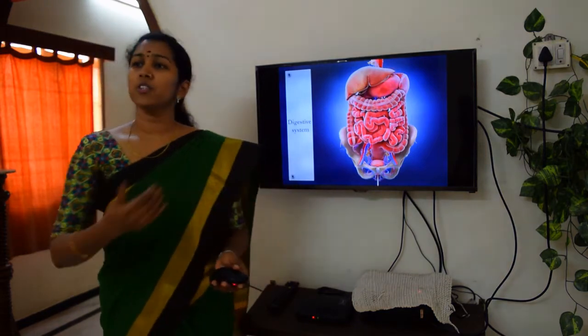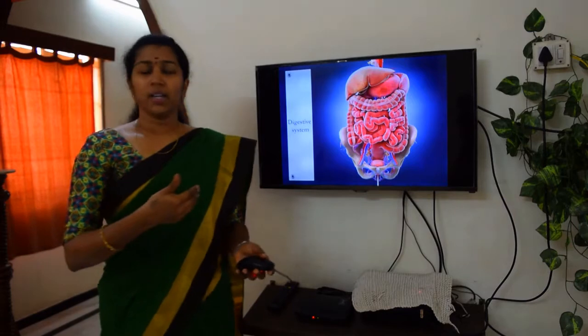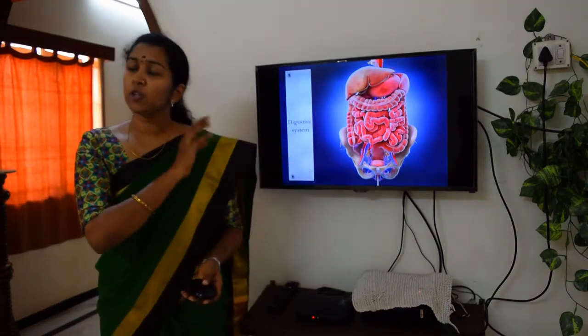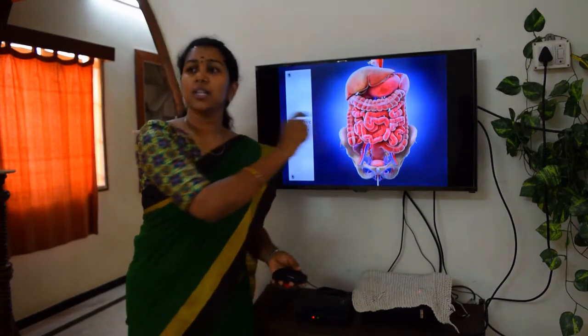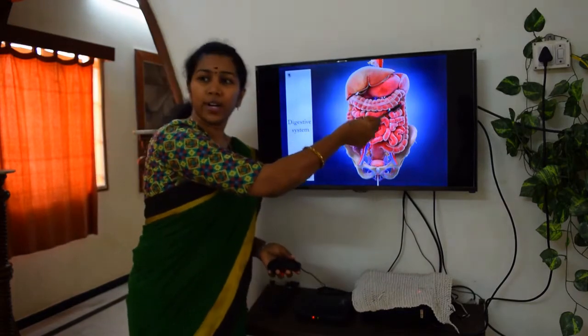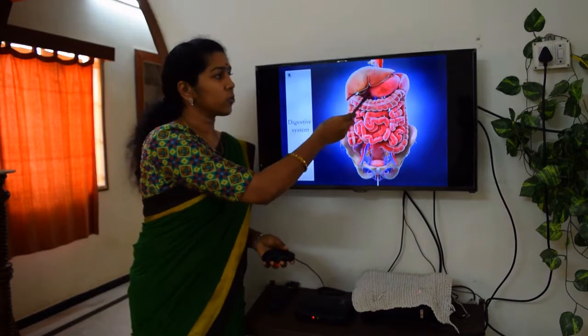The digestive system includes the mouth, the esophagus, that is the food tube, and that enters into the stomach. Remember, the stomach has 4 sections. The first section is the cardiac. The second section, here you can see, is the fundus, and we have the body and the pylorus. The pylorus is the last, which opens into the small intestine.